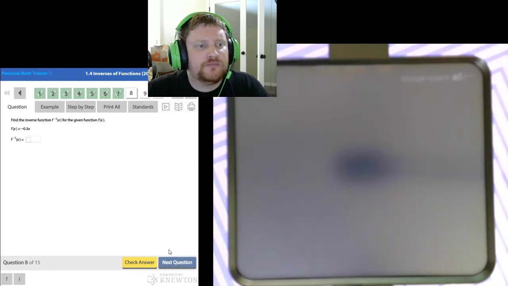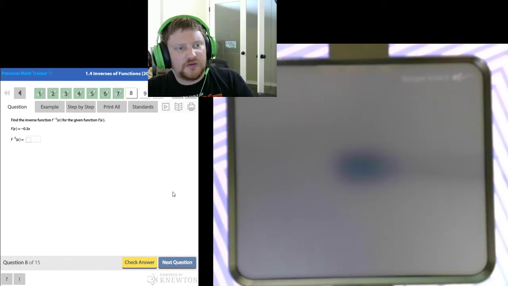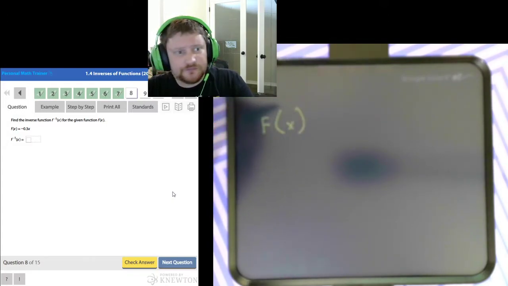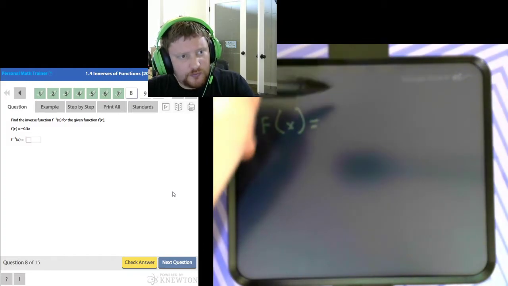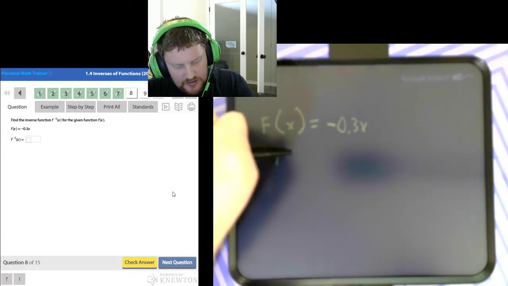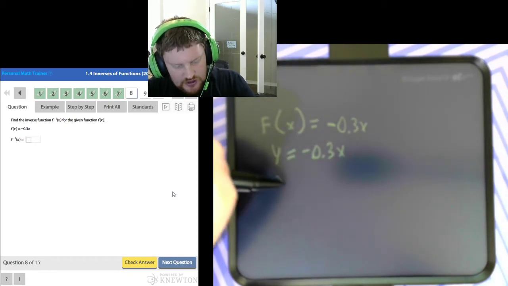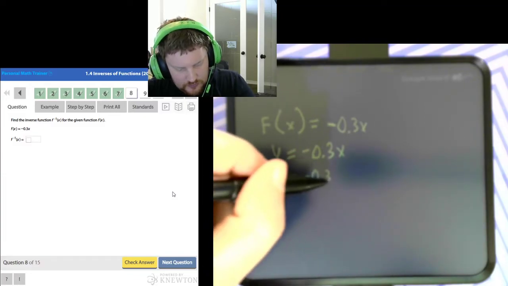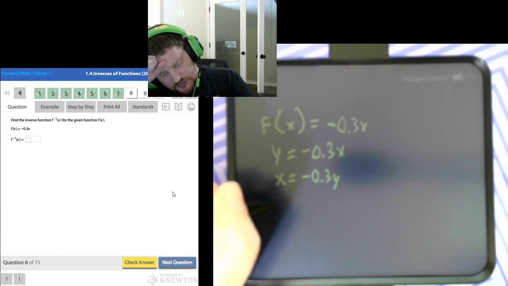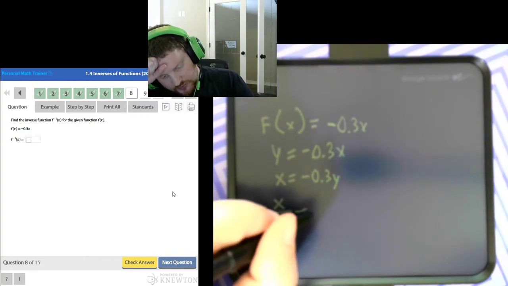On to number 8. Once again, the exact same thing. Find the inverse function for the given function. F of x equals negative 0.3x. So y, step 1, change f of x to y, change x and y, and now we're going to solve for y. We have multiplication, so we need division. X divided by negative 0.3 equals y.